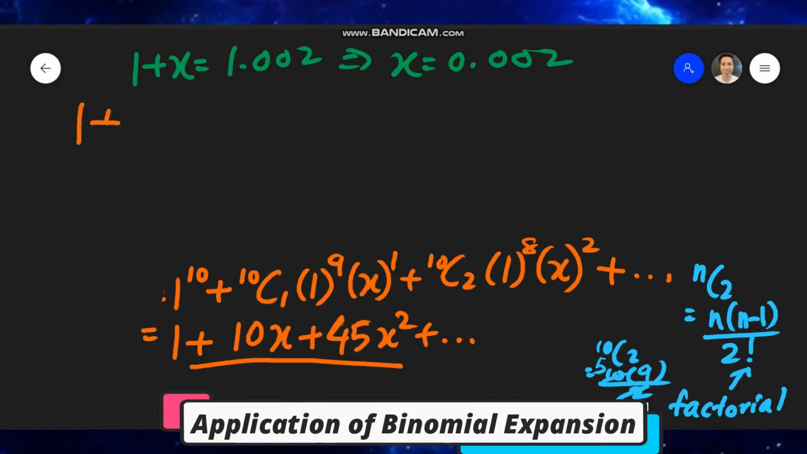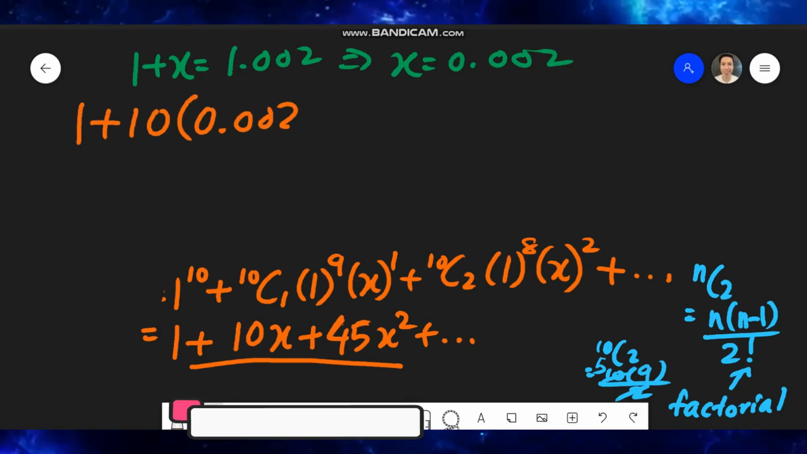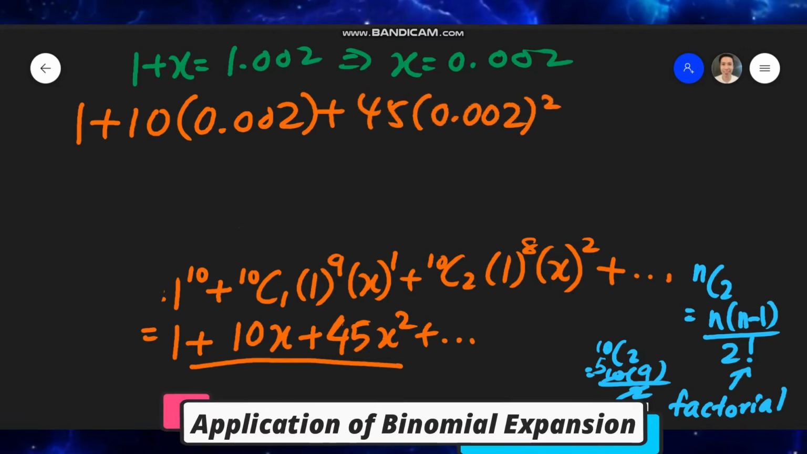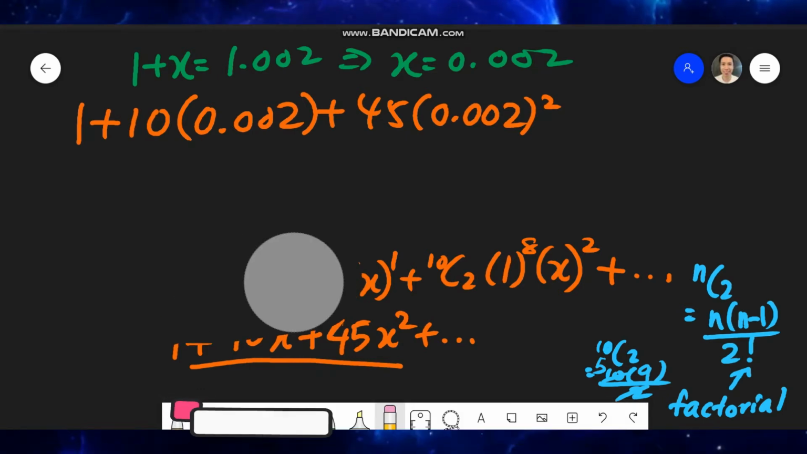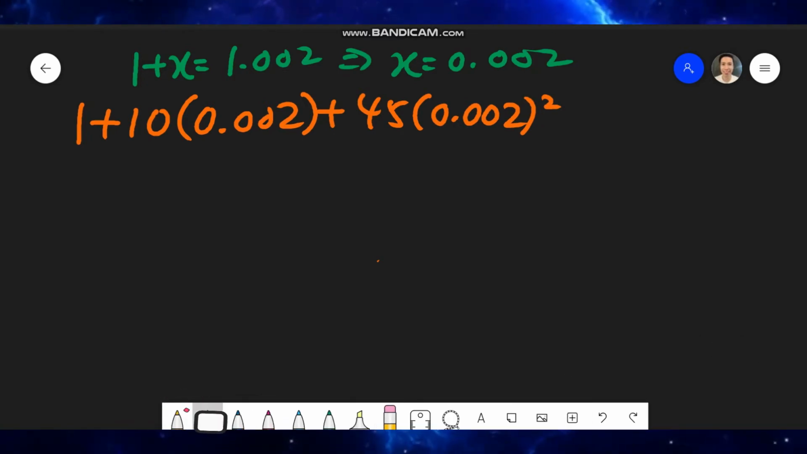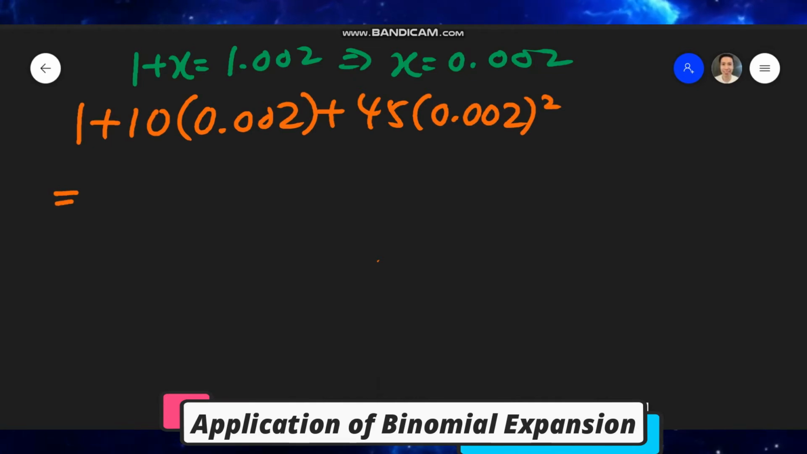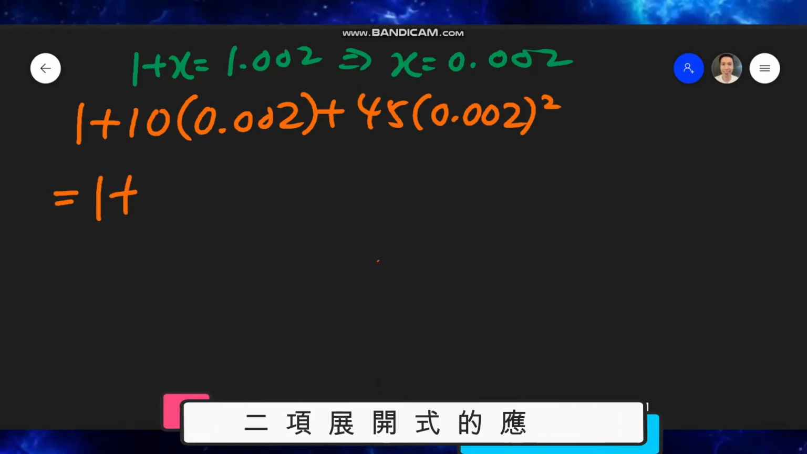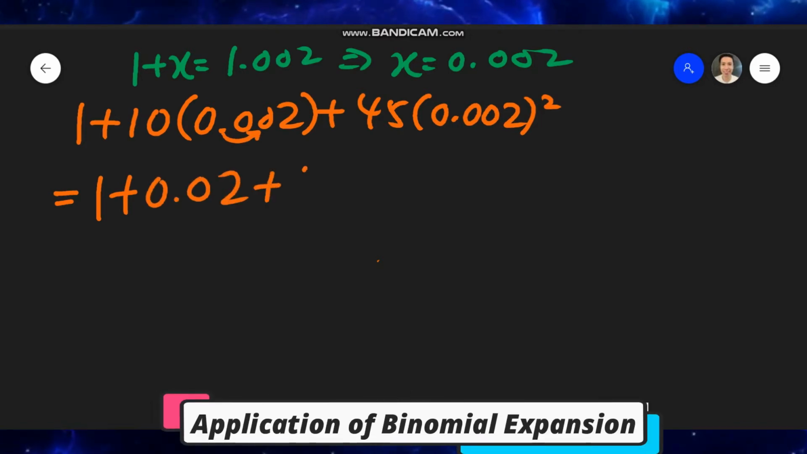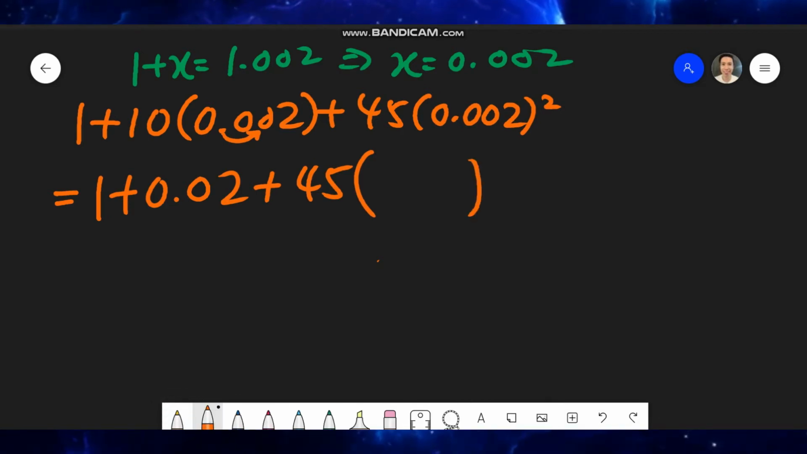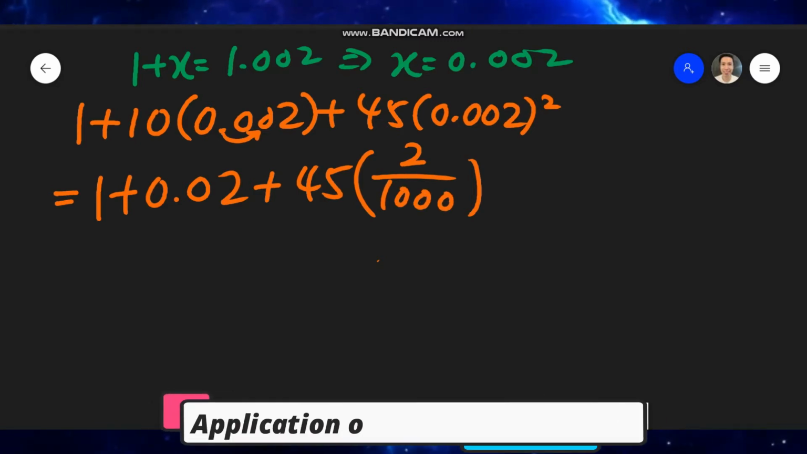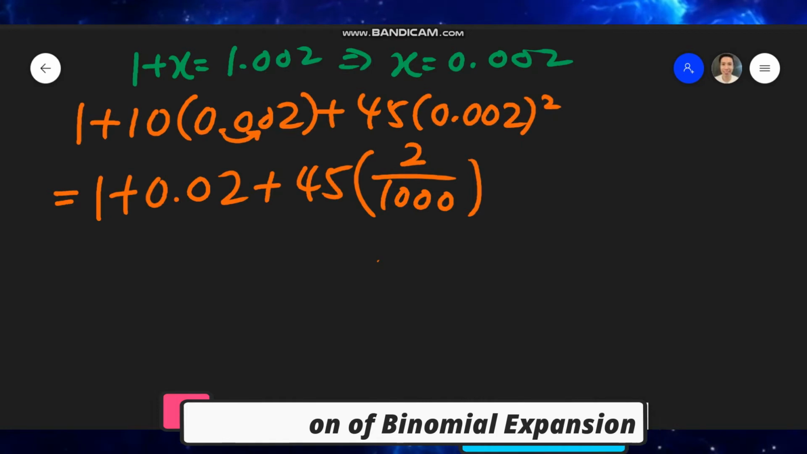1 plus 10 times (0.002) plus 45 times (0.002) squared. Next part, we may do it manually. Let's get started now. So here we have 1 plus 10 times 0.002. We can move the decimal 1 place to the right, so it will give us 0.02, plus 45. This part 0.002 we can make as a fraction, which is 2 over 1000, because there are 3 decimal places, so we have 1000 at the bottom, followed by the square here.